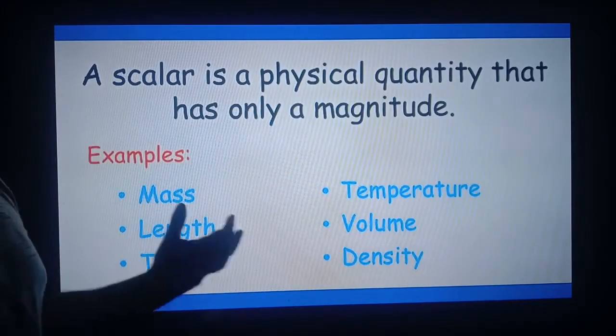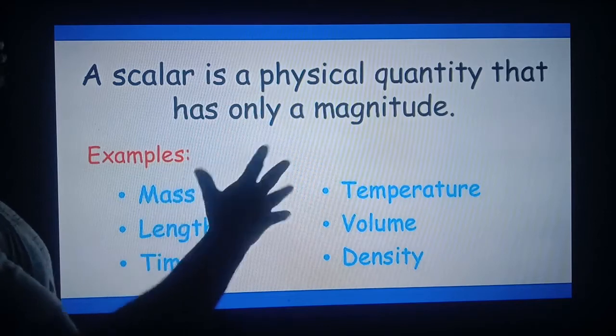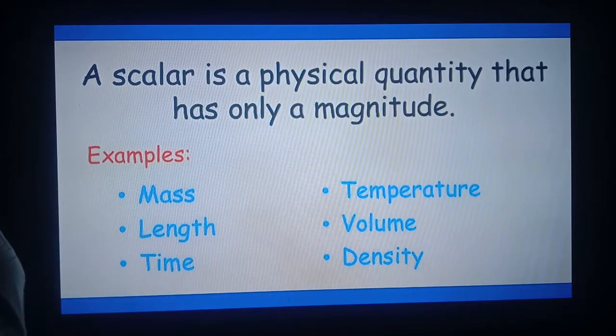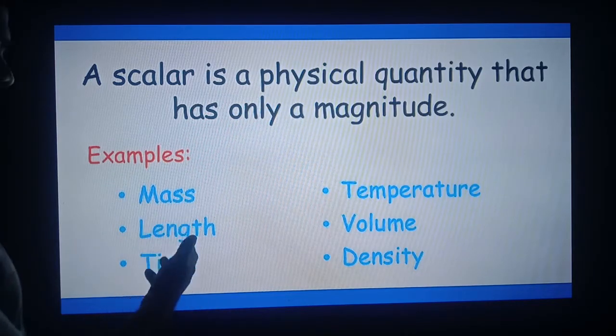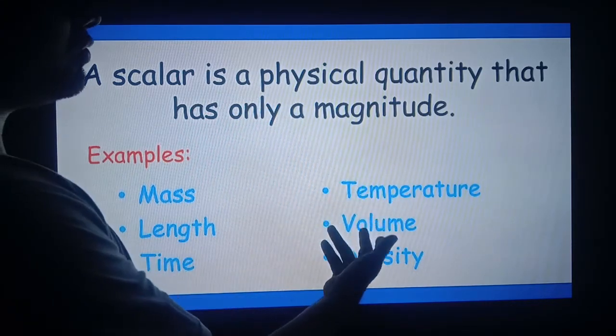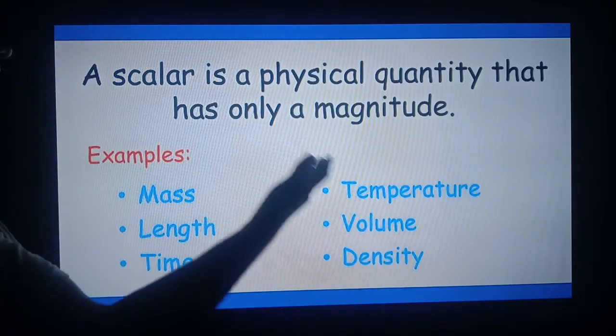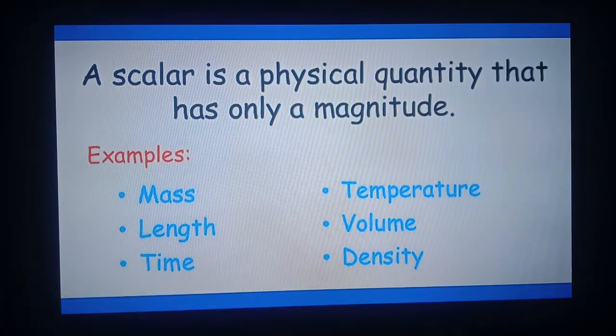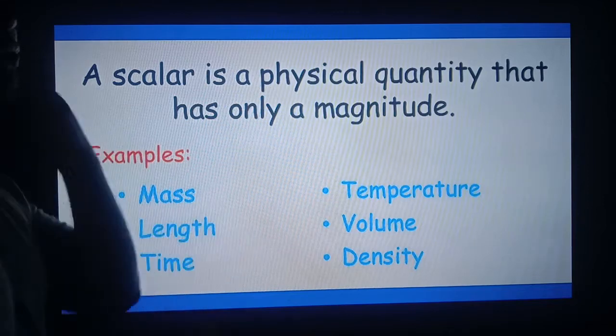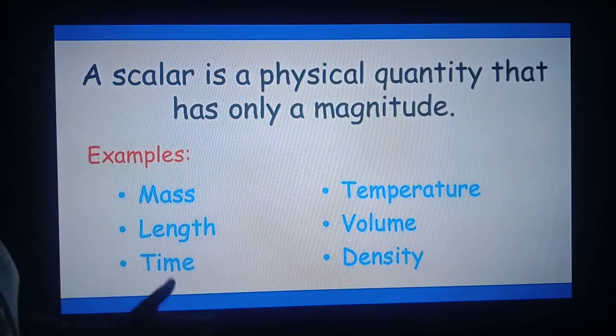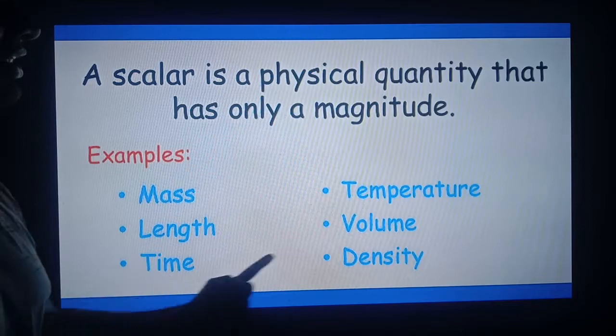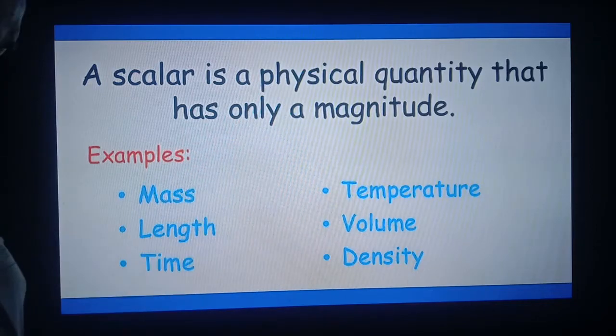A scalar is a physical quantity that has only magnitude, means those quantities which do not require the direction to represent are called scalar quantities, like mass, length, time, temperature, volume, density. These are the examples of scalar quantities. They require only magnitude to be represented, not the direction. Learn these examples, that is important.